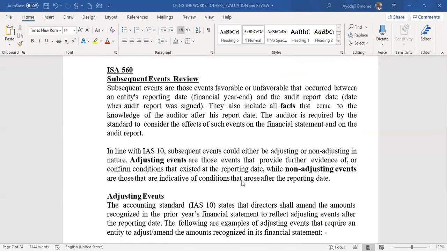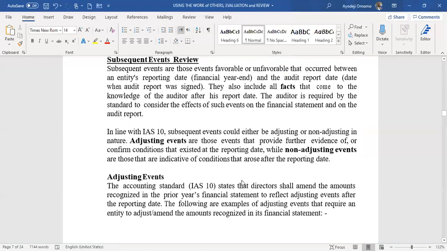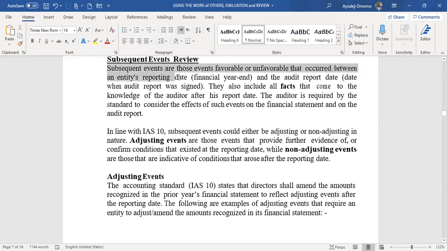So now let's move to subsequent events. We said subsequent events are those events, favorable or unfavorable, that occur between the reporting date, that's financial year end, and the audit report date, that's the date on which the report is signed by the auditor. So the auditor is supposed to watch out for any event that takes place after that year end to when he signs his report, so that some of these activities may show him indications that the financial statement needs to be edited or corrected. So they include facts, knowledge of the report, and any event generally.